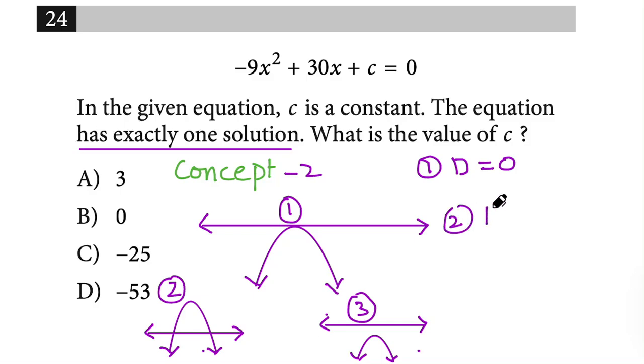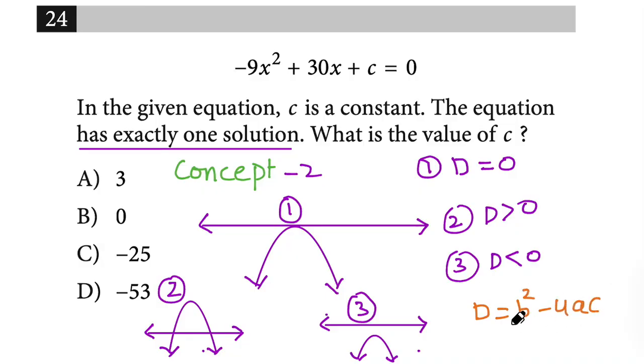When d is greater than 0, it is always the second case, where the parabola intersects the x-axis at 2 points. And in case 3, when it is not touching the x-axis at all, the discriminant will be less than 0. Now what is the discriminant? It is a quantity calculated by b squared minus 4ac. What are b, a and c? b is the coefficient of x.